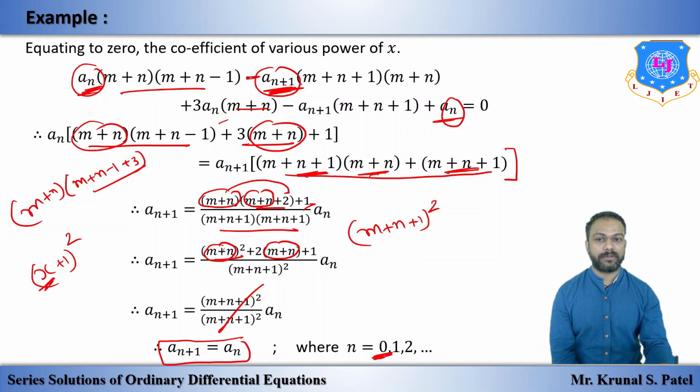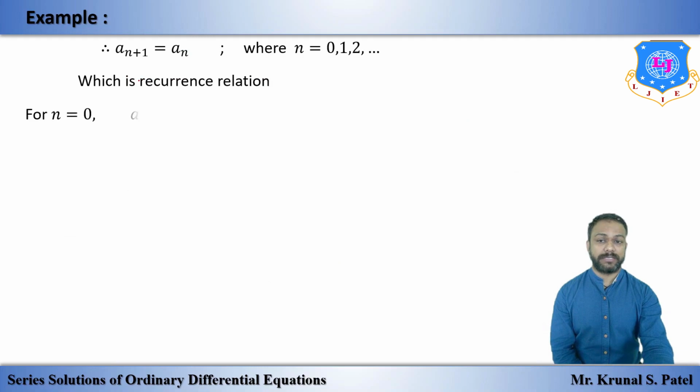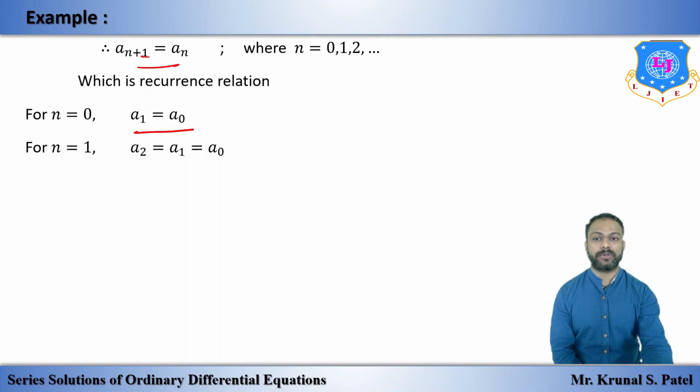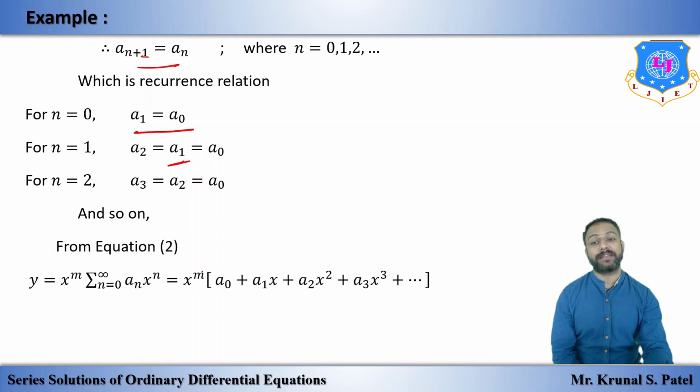We will start with n is equal to 0, because as I told in the collection step, we have a sigma starting from n is equal to 0. Now we will put in different values. So this is the recurrence relation. We will put n is equal to 0, so we have a1 is equal to a0, n is equal to 1, so a2 is equal to a1, but a1 is a0, and so on. Okay, so we will put all these values in our equation number 2, that means in the trial solution, this one.